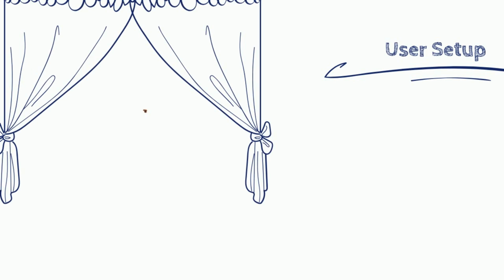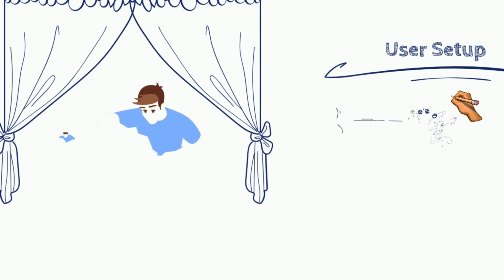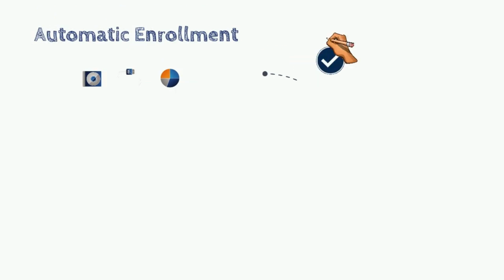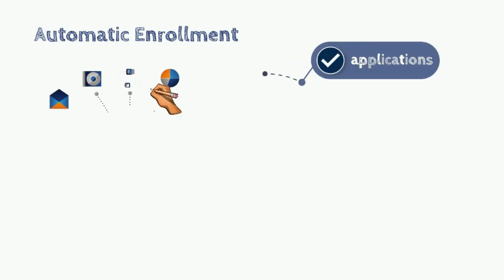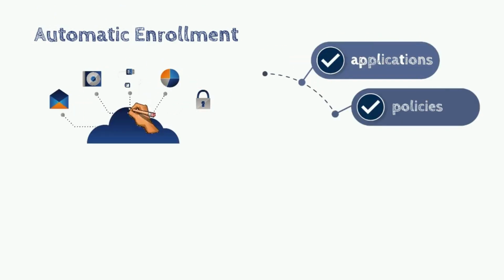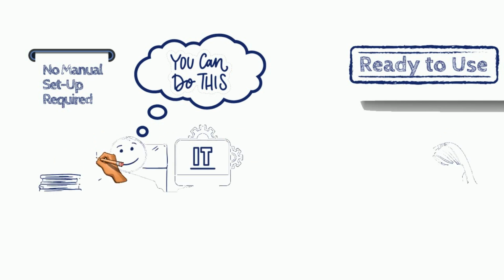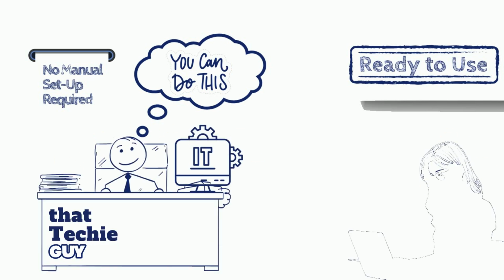When the user unboxes the device and signs in with their Azure Active Directory account, Windows Autopilot automatically applies the company's configuration profile. The device is then enrolled into Intune, where applications, security policies, and settings are pushed down automatically. In just a few steps, the device is ready to use with no manual setup required. That's the power of Windows Autopilot.